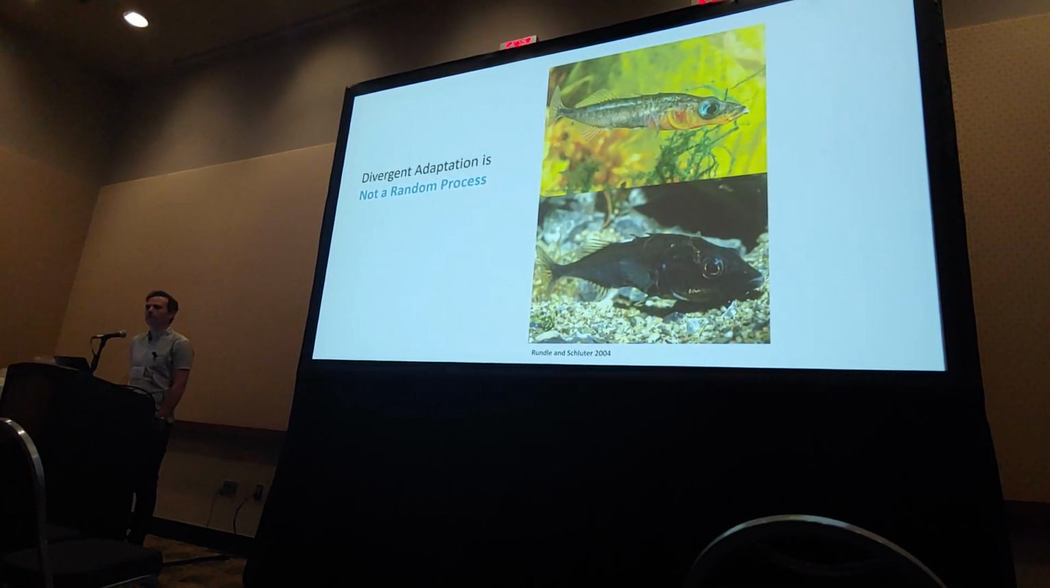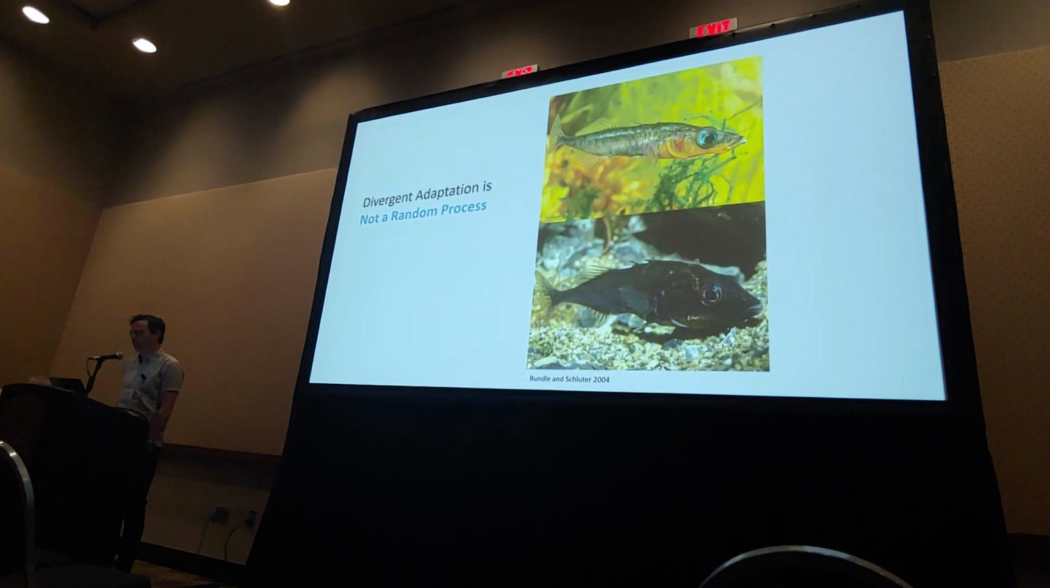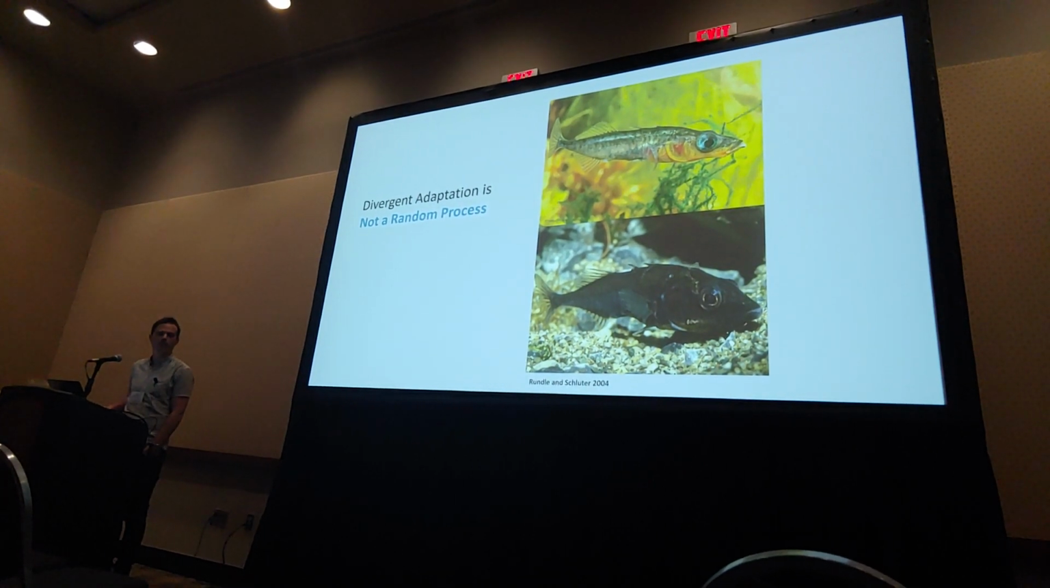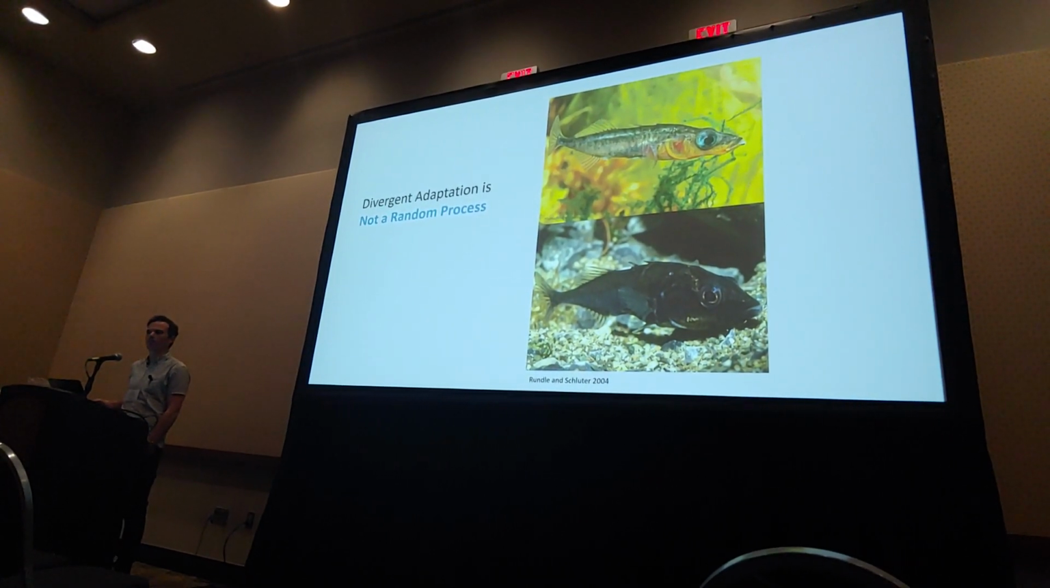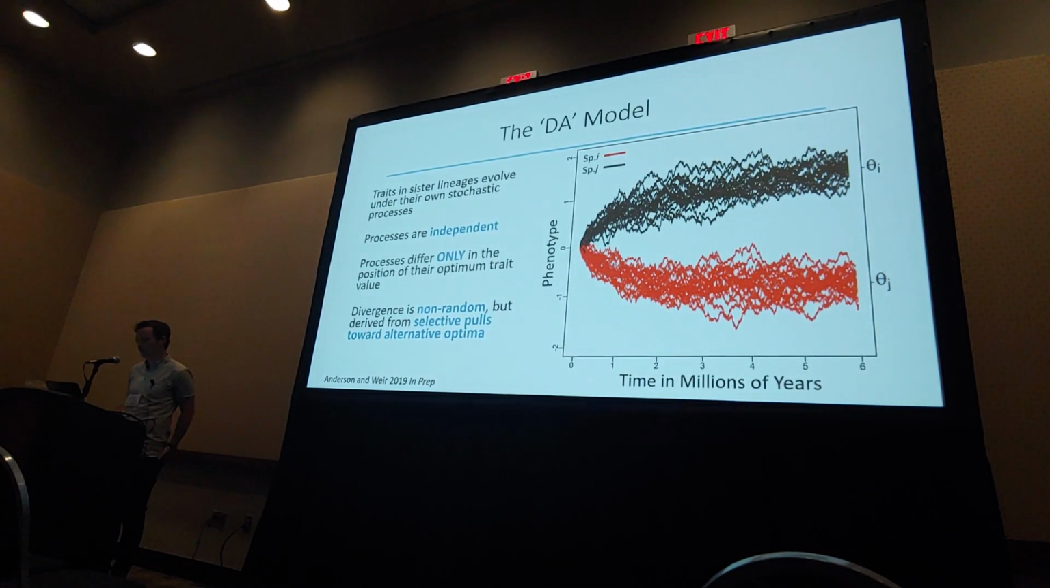These stickleback, with 20 years or more of research on them, indicate that they've arrived at their phenotypes through selection to different phenotypic optima, one associated with a benthic niche, one associated with a limnetic niche. So there's a deterministic aspect to this. And for the rest of the time, I'll be talking about a model for this that we've come up with. We call it the DA model, DA for divergent adaptation.